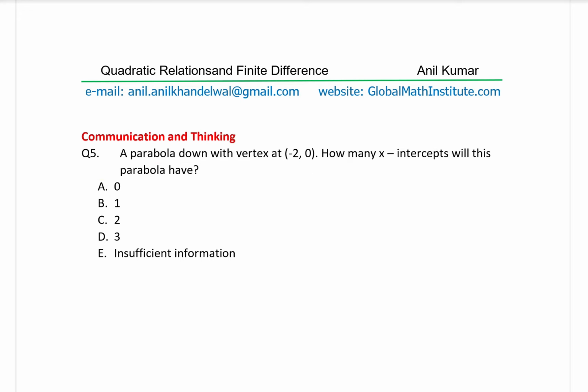Next question is, a parabola opens down with the vertex at (-2, 0). How many x-intercepts will it have? Again, let's sketch it. (-2, 0) will be a point here. Opening down from here, how many x-intercepts? Clearly, there is only 1. And so option B is the right option.